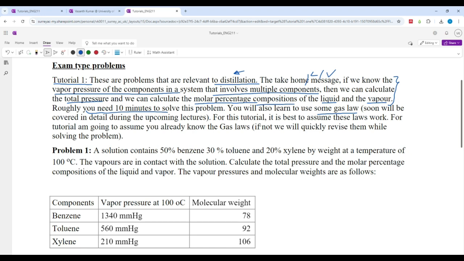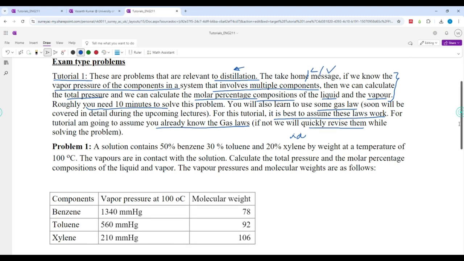They're very simple and easy to remember. If you apply common sense, you can easily remember these gas laws. They are very straightforward equations. No big derivations involved, no big mathematics involved. For the moment, I'm going to assume that you already know all the gas laws. If not, I'll quickly revise them, so you don't have to worry.